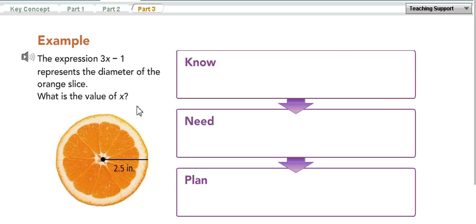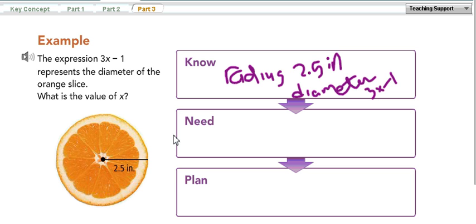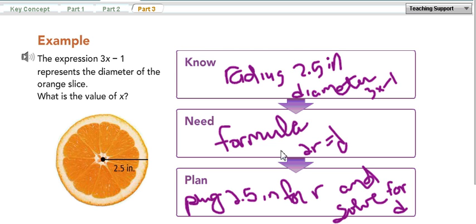So we have to think, well, what do we know? We know the radius is 2.5 inches. We get that from down here. And the diameter is 3x minus 1. Okay, so I need the formula 2 times r equals d, so 2 radius equals d. So I'm going to plug in 2.5 for r and solve for d. So let's go ahead and try that on our own.